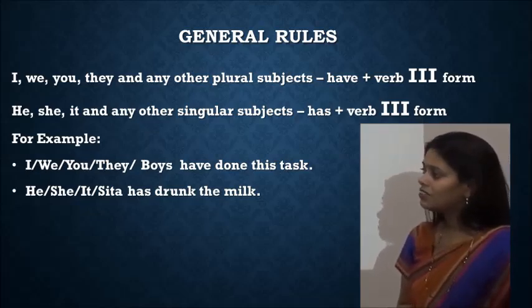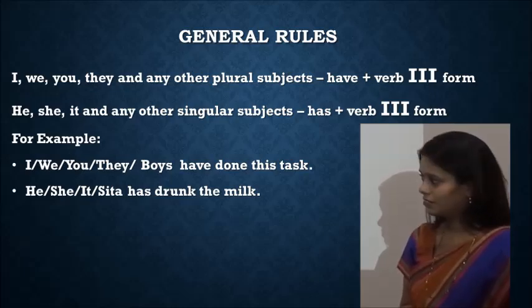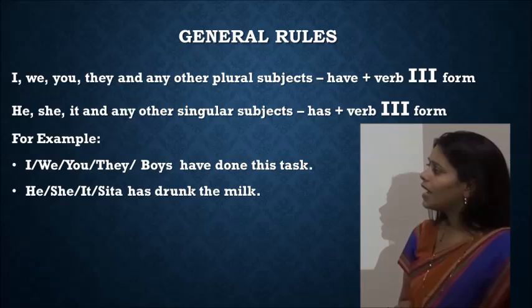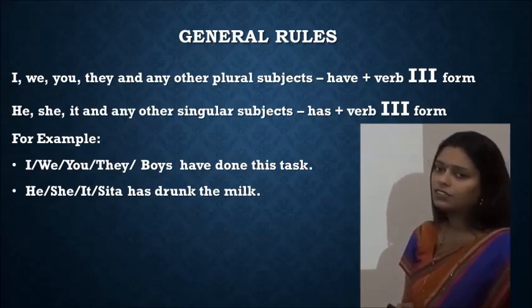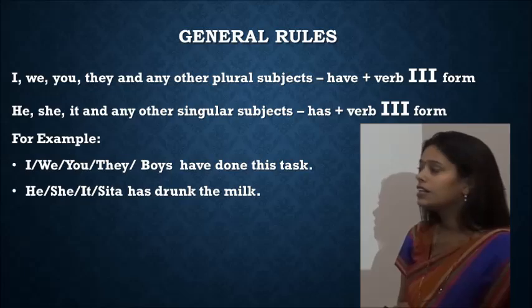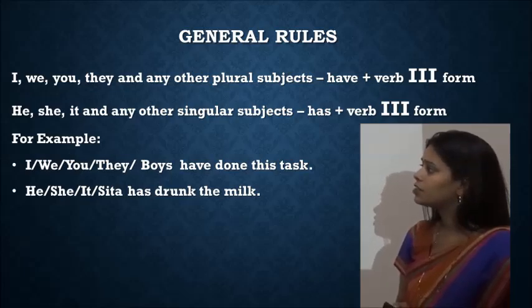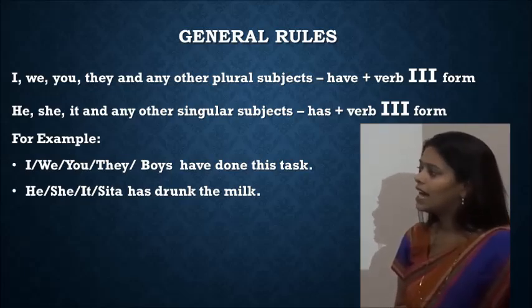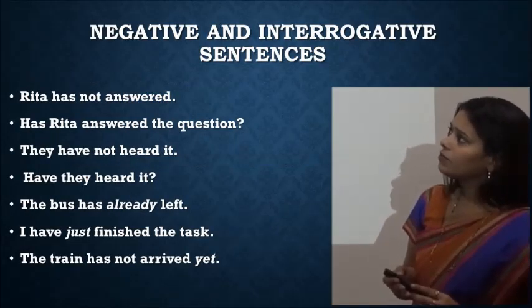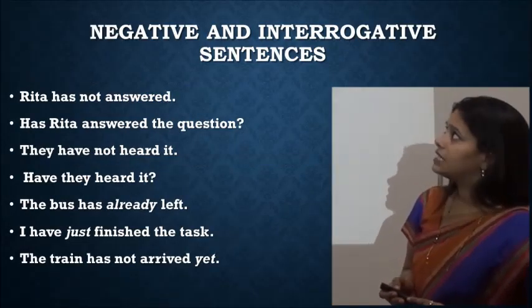Now mind this thing: drink, drank, drunk. Third form of the verb along with has. And have done: do, did, done. Third form of the verb. It is very essential that you focus on this aspect of the third form along with has and have. Now next, move to negative and interrogative sentences.